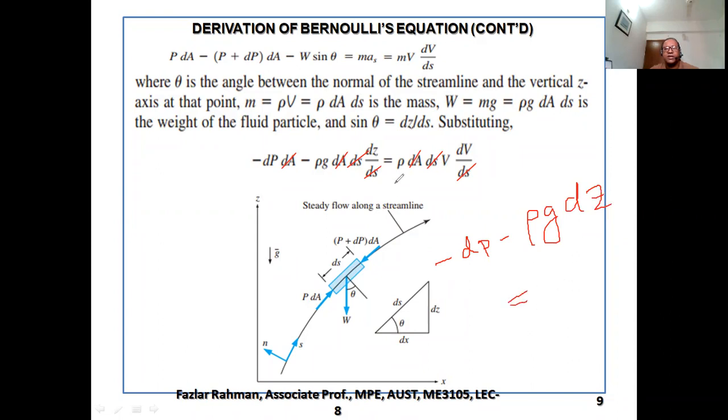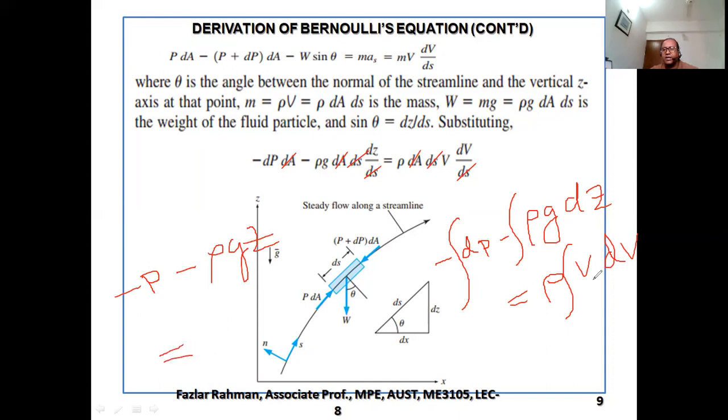On the right side, we have rho V dV. Now if you take the integration right over here, you get minus P, minus rho g Z, equal to, on the right side, V dV, so you're getting rho times V square by 2. Then you take all of them to the left side, there is a constant, right? So all these terms will be equal to a constant.